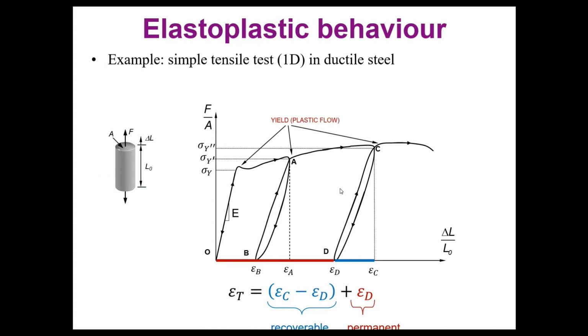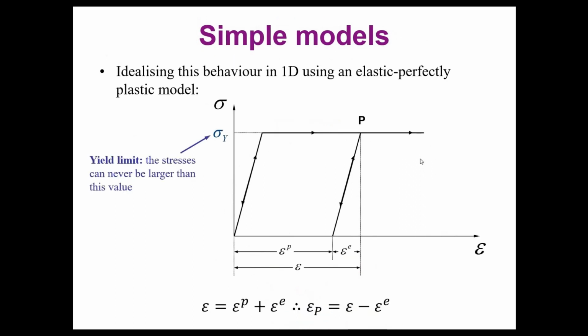But what we need to study is in which way we are going to describe mathematically this behavior, because we are looking here for a mathematical model to be implemented in a numerical code. So we have studied this before, but I will repeat the concept anyway because it's important. The most simple elastoplastic model is this model that you see in here, in one dimension, which is an elastic perfectly plastic model.